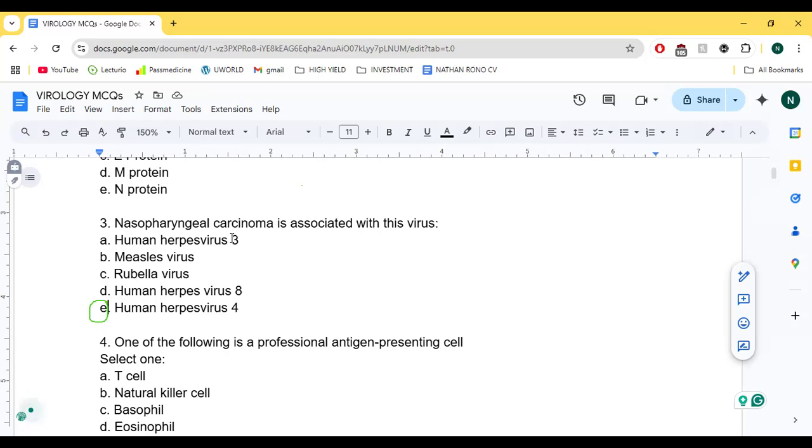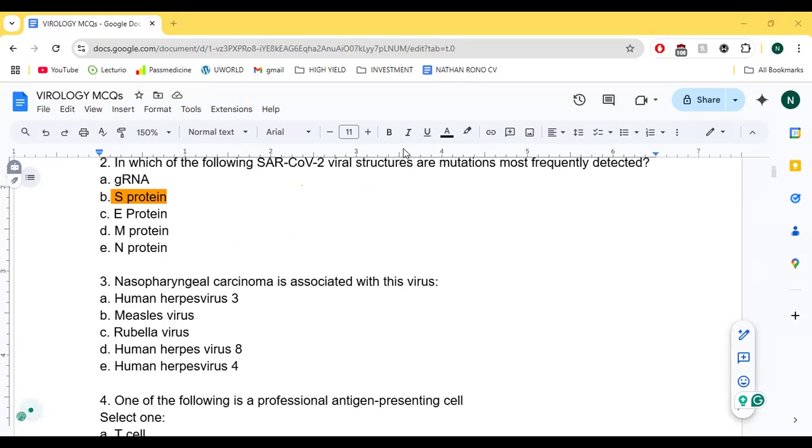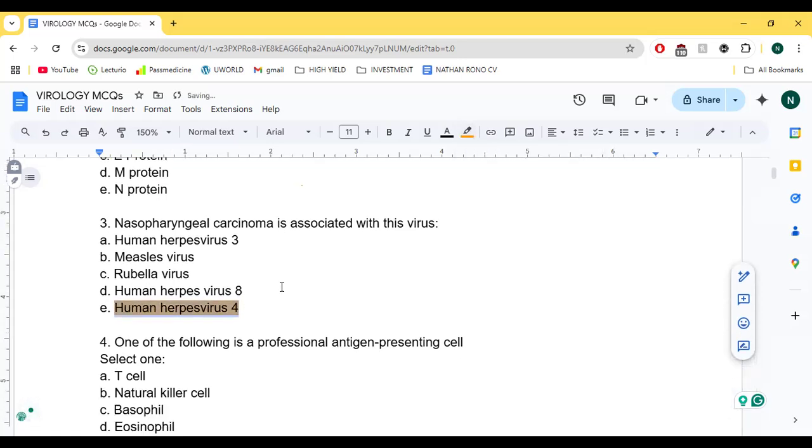Why are the others wrong? HHV3, what does HHV3 cause? Chickenpox or the shingles. Measles has nothing to do with nasopharyngeal carcinoma. Rubella causes congenital rubella syndrome and other symptoms, okay? Then HHV8 is associated with Kaposi sarcoma, okay? So here the answer is HHV4. Good.